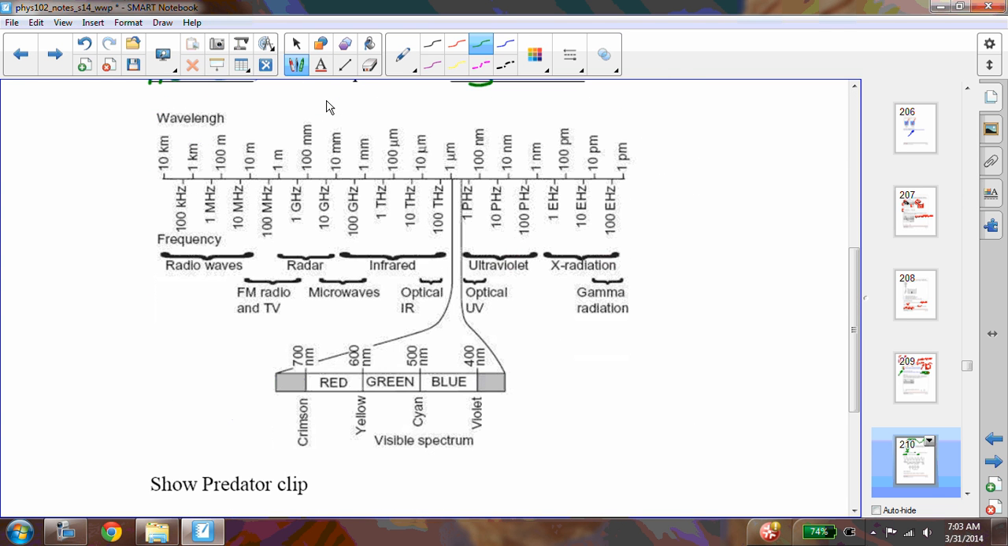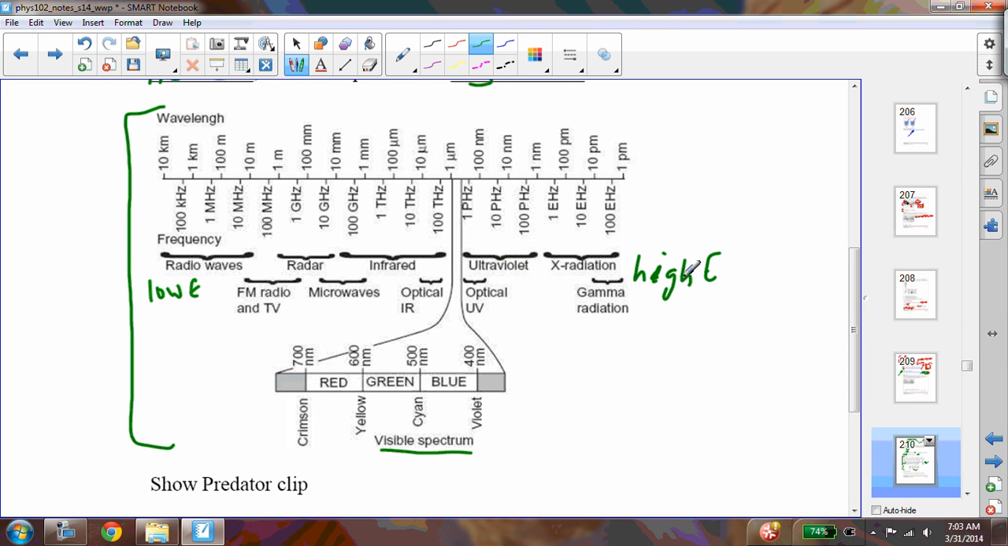If we look at the electromagnetic spectrum, it has a wide range, of which the visible spectrum is only a small part. That goes from low energy to high energy, from radio waves to gamma rays, with the visible spectrum somewhere in between. This would be long wavelength. Radio waves are very long wavelength, while gamma rays are very short wavelength.